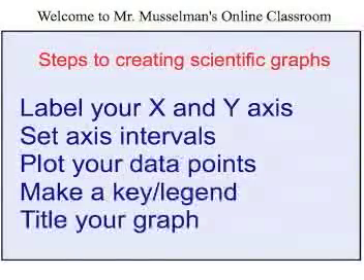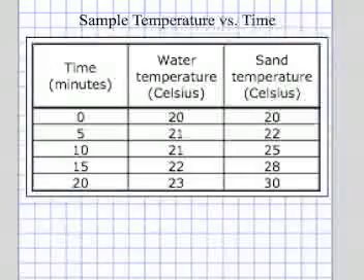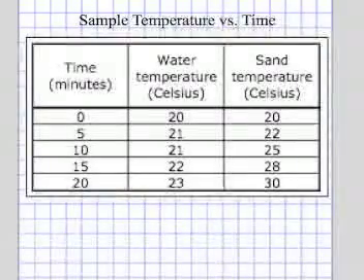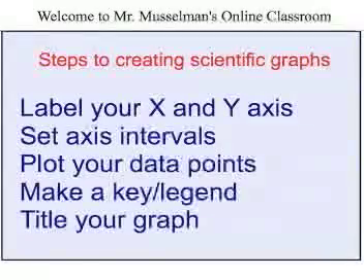To illustrate how to do this, we're going to use some data from a recent lab that we performed in class. The table seen here represents the temperature of 2 different samples, in this case water and sand, and how they've changed over 20 minutes of time as a result of being heated by a heat lamp a set distance away. We're going to show this change in temperature by charting those points of both the water and the sand temperatures on a graph. We'll start with step 1, labeling our X and Y axes.